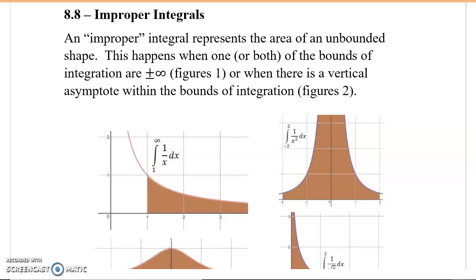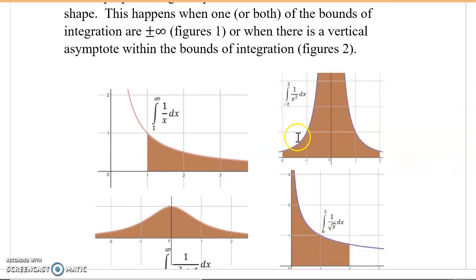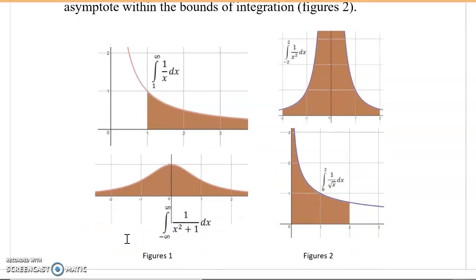In this section, we talk about improper integrals. Basically, this will be a definite integral that represents the area of an unbounded shape. So either our bounds are going to go to infinity or negative infinity, like we see in figures 1, either going to positive infinity or negative infinity, or perhaps both. Or our bounded region contains a vertical asymptote.